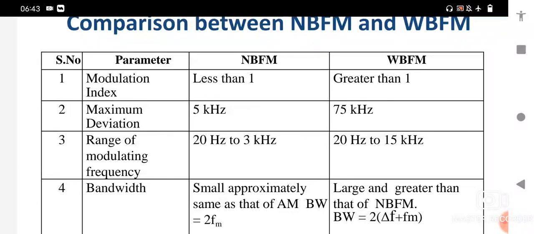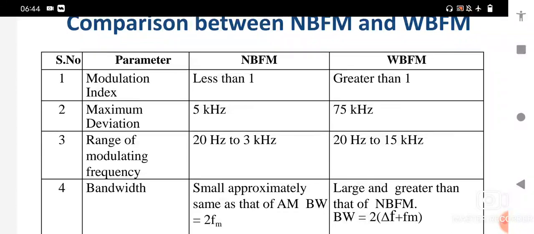And one more important parameter for comparing these two frequency modulation techniques is bandwidth. In narrowband frequency modulation, the bandwidth is approximately the same as that of amplitude modulation. A single tone frequency modulated signal is nearly similar to a single tone amplitude modulated signal. Whatever bandwidth we have in amplitude modulation, NBFM also has the same bandwidth.